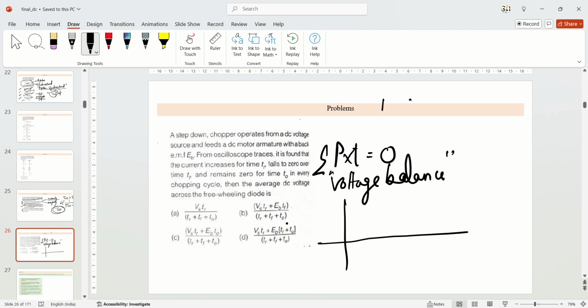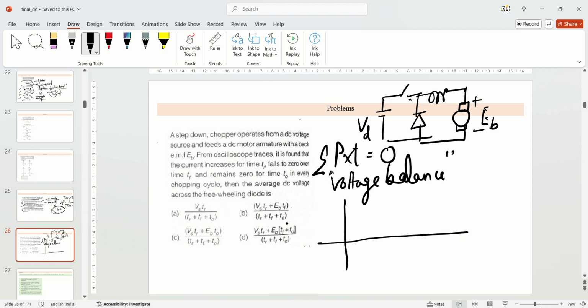The buck topology looks similar to this. Suppose this is the switch, this is the diode, and this is the inductor, which is connected to the motor having the back EMF EB, and this is the VDC. So the DC voltage source feeds a DC motor armature with a back EMF EB. From an oscilloscope test, it is found that the current increases for a time of Tr, then it falls to zero over a time of Tf, then it remains zero for the time period of T0.